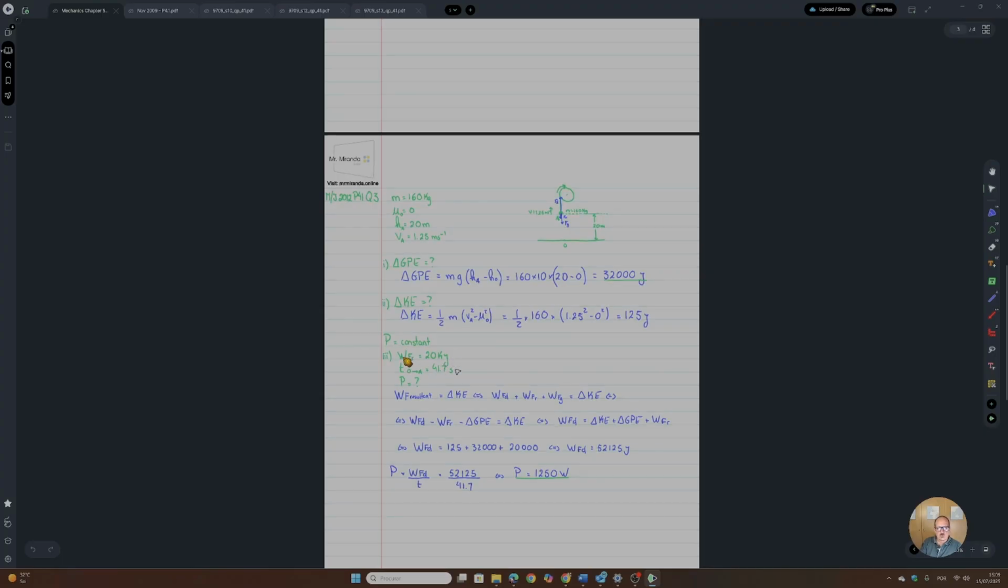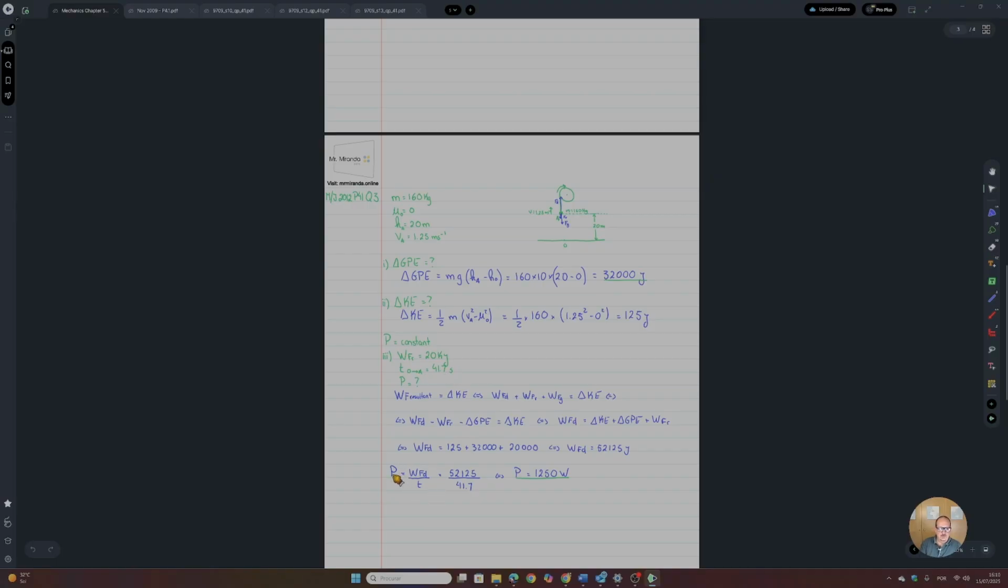We are given the work done by the frictional forces. We are given the time and we want the power. The power is the work done by the driving force divided by the time. How do you know you are going to use this formula? Because you are given the time. It's a good hint that you have to use the formula.